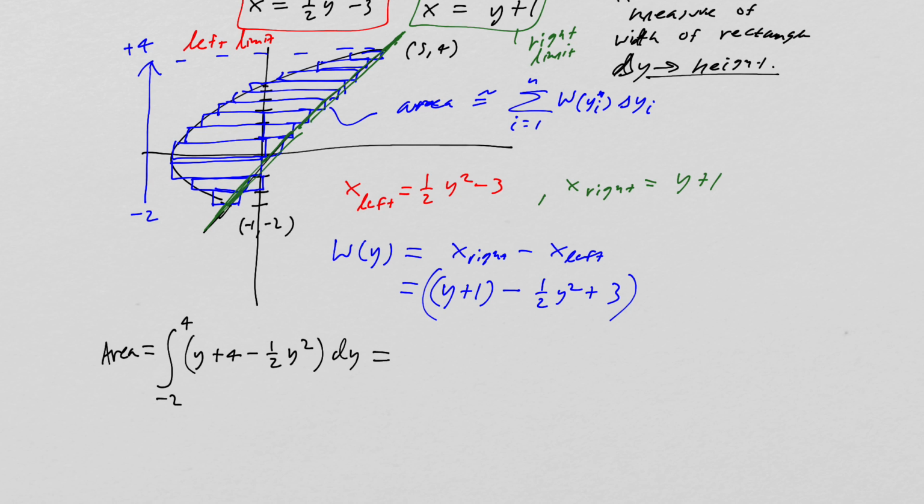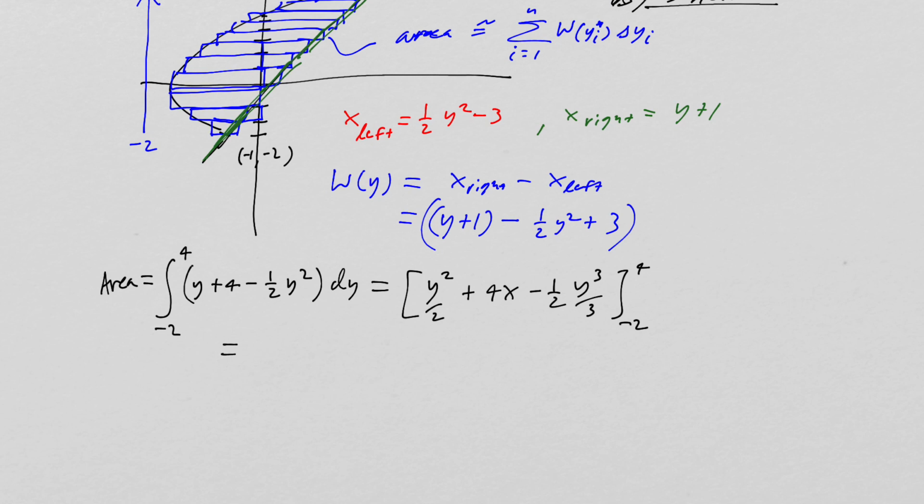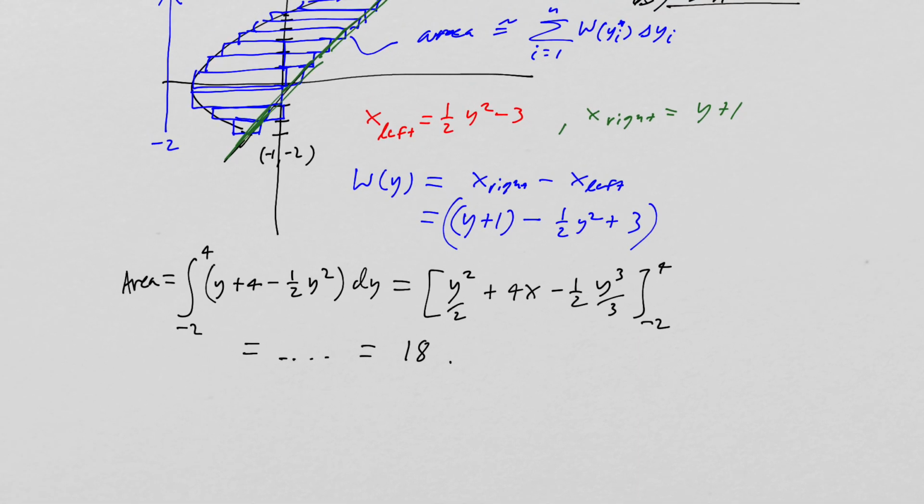All right, so now it's just a simple matter of computing this area. So I have y squared over 2 plus 4y minus 1/2 y cubed over 3, and we're evaluating it at -2 all the way up to 4. Once we do all the arithmetic, it turns out we're going to get 18 out of it. I don't think we need to go through any more arithmetic, but if you just evaluate that expression, you can get it.